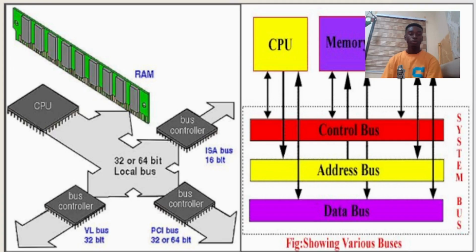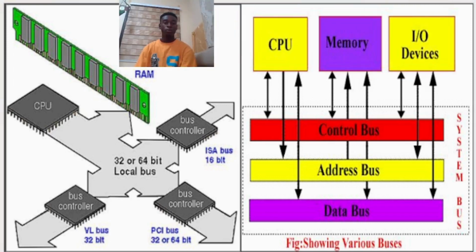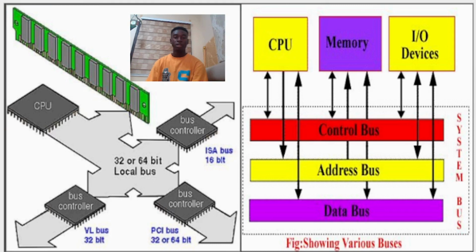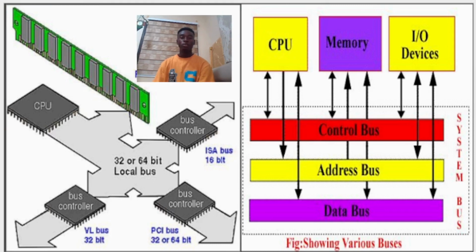Okay, this is a diagram representation of how they interact together to give us the results that we need. Here we have the CPU, we have the memory, and we have the I/O devices, and you can see that they are interconnected by the control bus, the address bus, and the data bus. The control bus is responsible for transmitting control signals between various components of the computer system, primarily between the CPU and other devices.